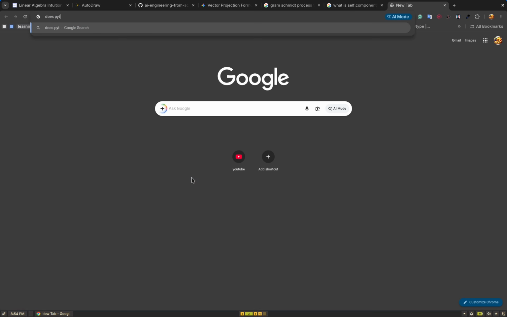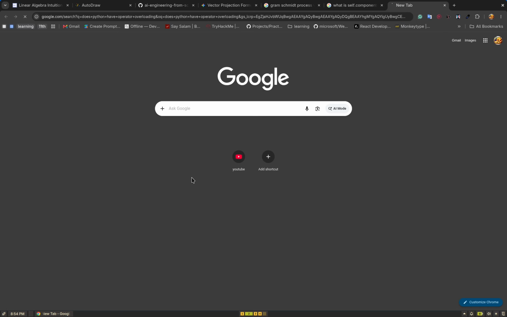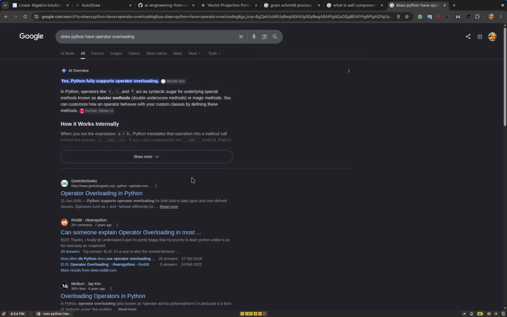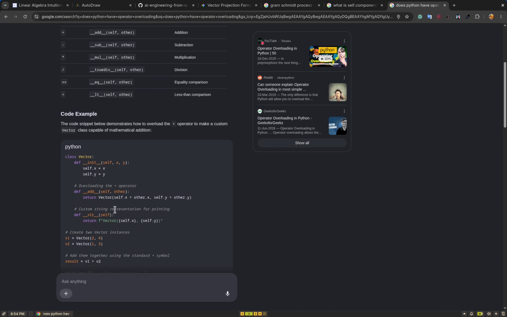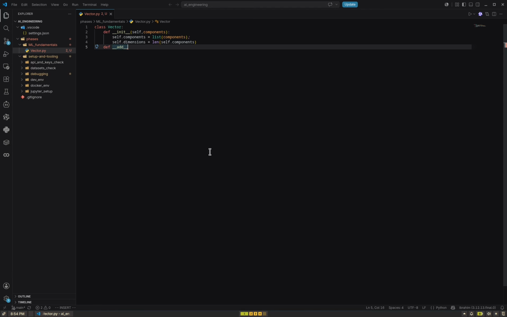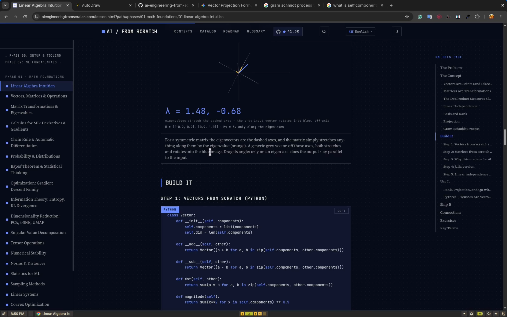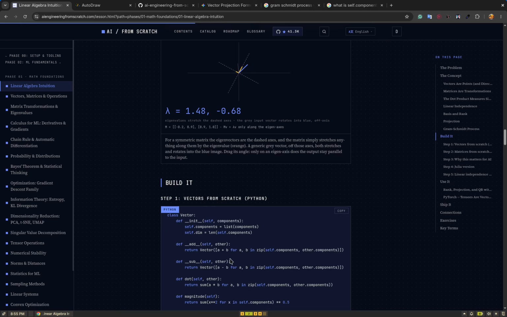So does Python have operator overloading? I think it does. So I can do this. So I can do vector. Oh, so it does have. Okay. Self dot vector. Okay. So all I have to do is self dot. So for each one, I will subtract from the other, right?